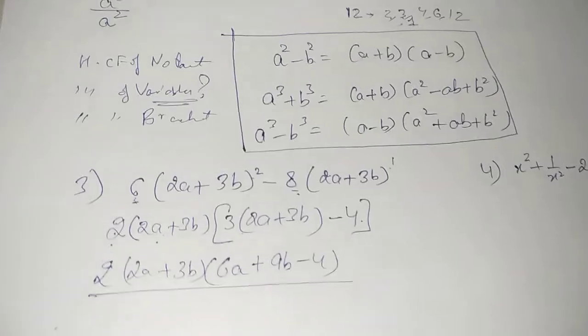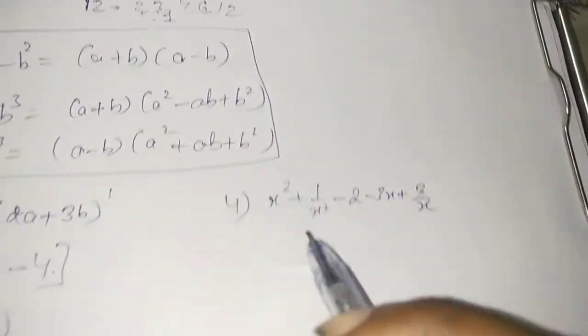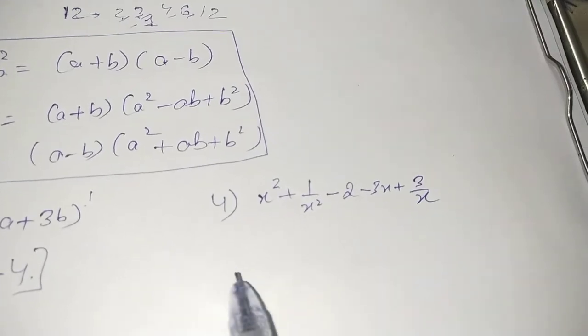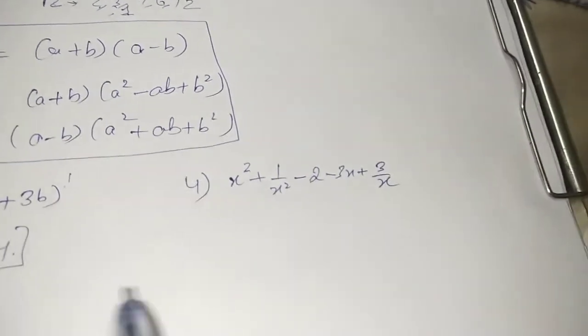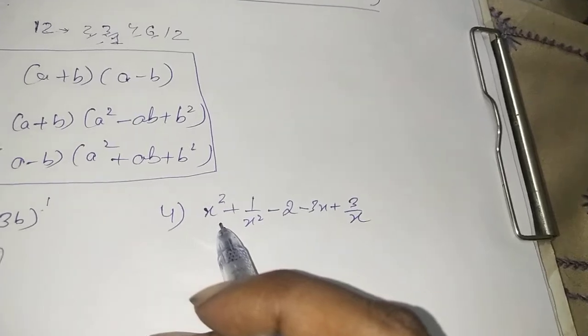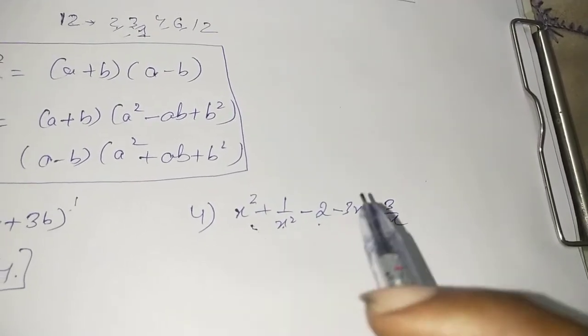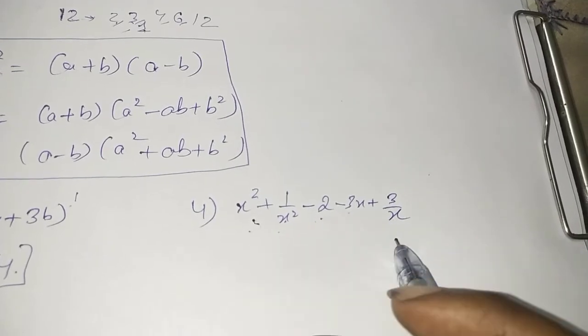Now let's take the next question. We have x square plus 1 upon x square minus 2 minus 3x plus 3 upon x. Now over here look into this: this is a square, this is a square, and all these are non-square terms. 1, 2, 3, 4, 5.